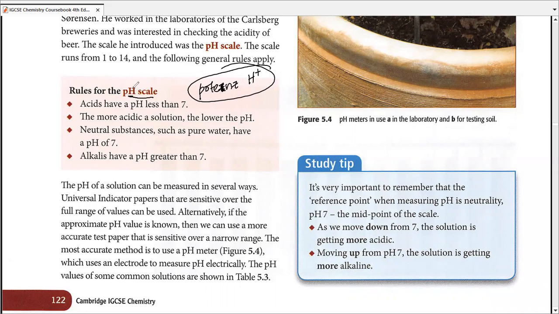Rules for the pH scale. The pH scale is simple. It goes from 0 all the way to 14, and it is simple numbers. Acids have a pH less than 7. The more acidic a solution, the lower the pH. Neutral substances such as pure water have exactly a pH of 7. And alkalis have a pH greater than 7. The more alkaline a solution, the higher the pH, the closer the value is to 14.